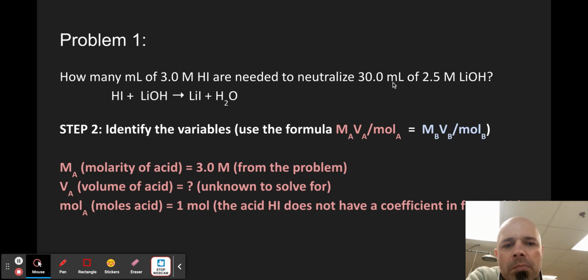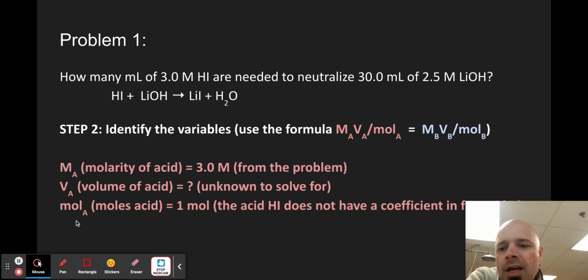Volume will either be milliliters or liters, so that's how you know the volume. But you have to be careful about figuring out what's the volume of the acid and what's the volume of the base. In this case, we're told to neutralize 30.0 milliliters of 2.5 molar LiOH. So 30 milliliters is the volume of the base, which means the volume of the acid is what we need to find out. Plus, another clue is that the question asks how many milliliters of that acid we need. So we need the volume of the acid. That's the unknown, so I put a question mark there.